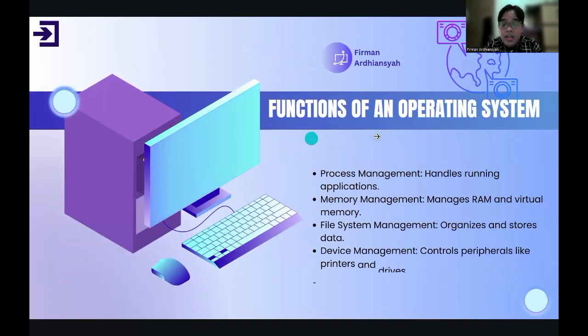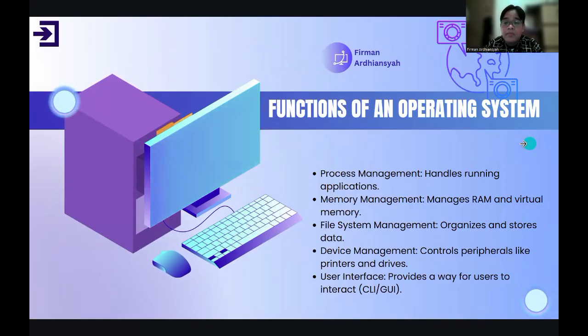Functions of an operating system. First is process management. It handles running applications. Number two is memory management. It manages RAM and virtual memory. And number three is file system management. It organizes and stores data.